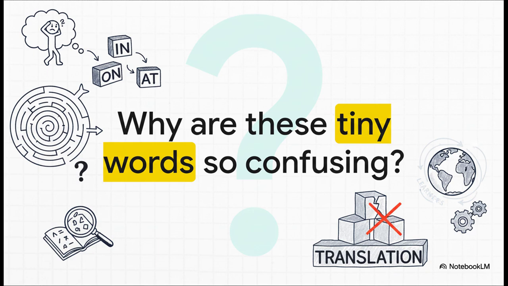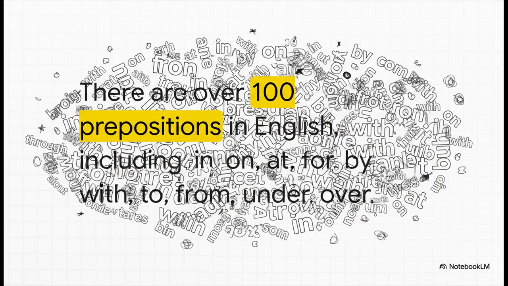So, if you've ever just stared at a sentence wondering, should this be in, on, or at, trust me, you are so not alone. The rules can feel totally random, and trying to translate them directly from another language, yeah, that almost never works. It's a classic struggle for pretty much everyone learning the language. And here's why it feels so chaotic.